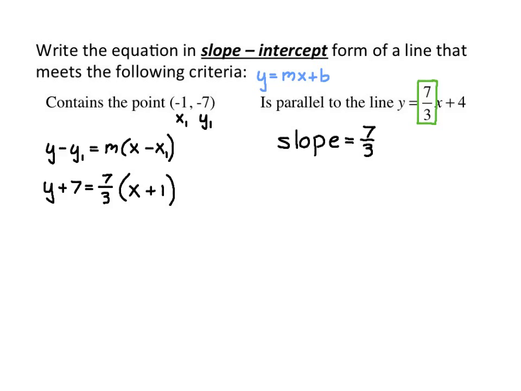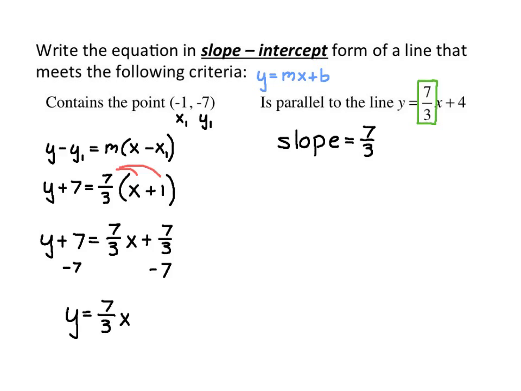So I need to solve this equation for y. The first thing I'm going to do is distribute the 7/3 to both values here. So if we distribute, this gives me y plus 7 equals 7/3 x, and 7/3 times 1 is just 7/3. So now to finish solving for y, I simply have to subtract the 7 from both sides of the equation. And this is going to give me that y equals 7/3 x plus 7/3 minus 7.